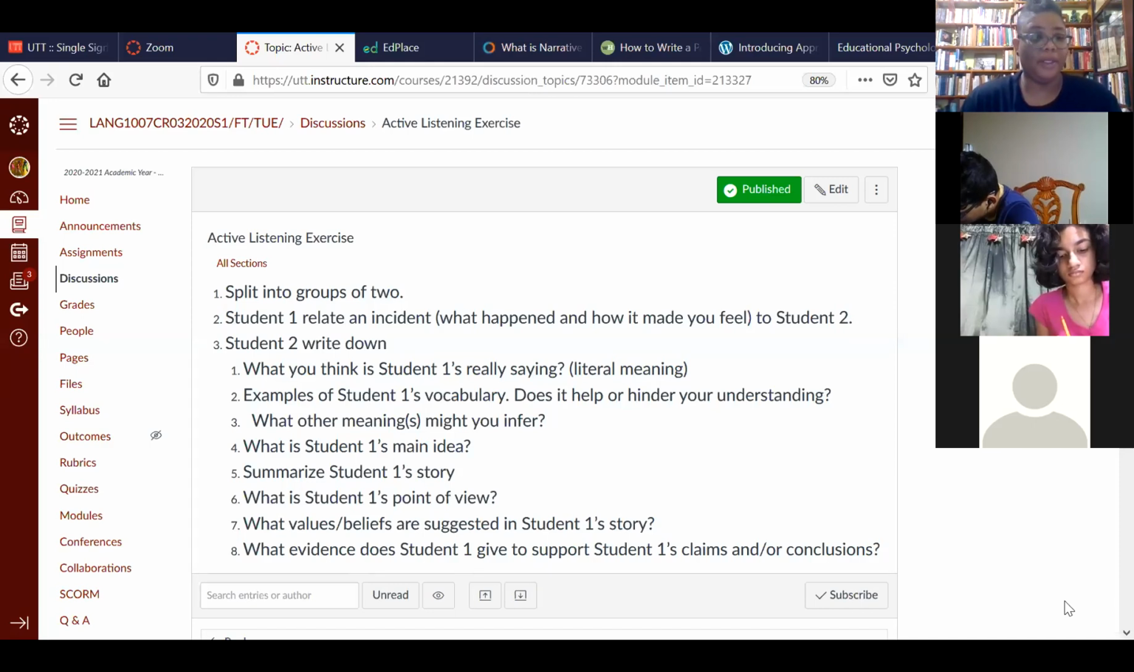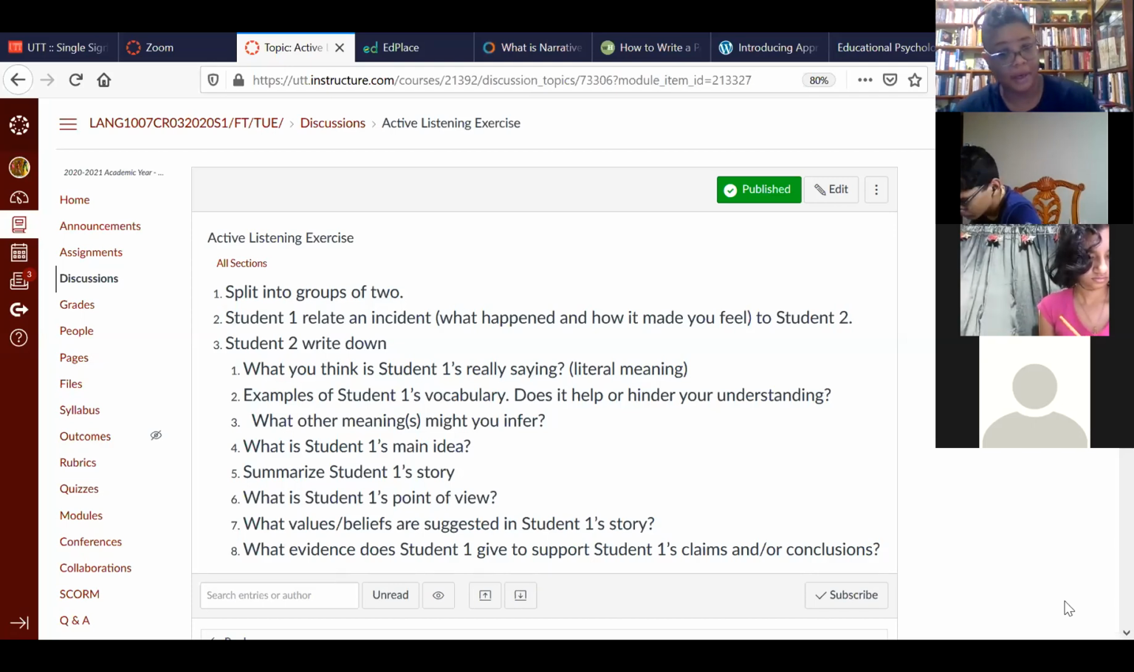As soon as you've written down the instructions, I'm going to split you into groups of 2. And you can exchange. So one student tell your story, second student write down what you understand. So using the 8 active listening or comprehensive listening strategies. So what is the literal meaning? The vocabulary used. So literal meaning, lexical meaning, vocabulary used. Is it a hindrance, or does it help you understand?